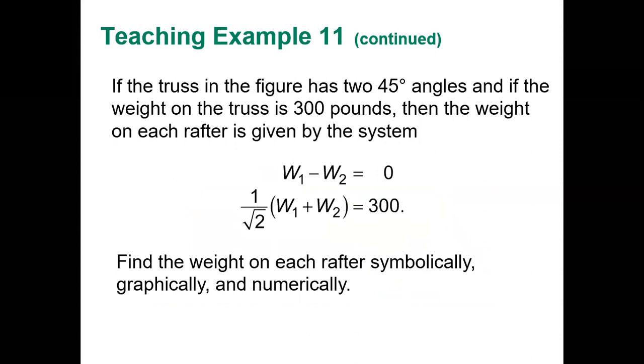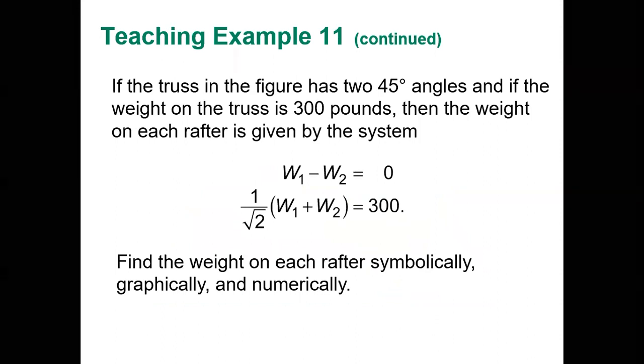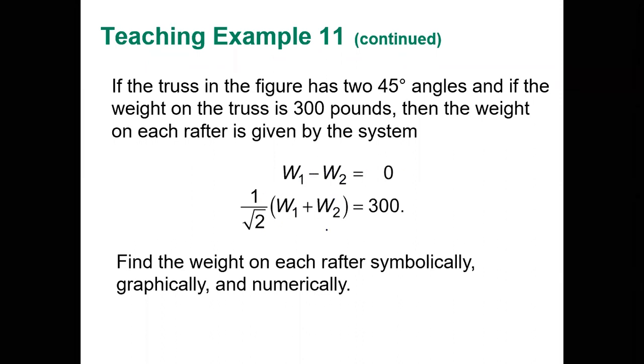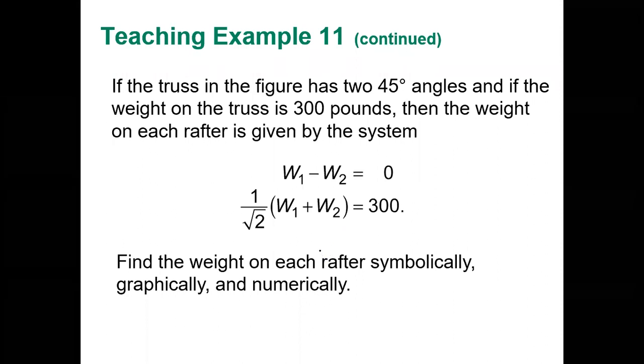Okay, here it says if the truss in the figure has two 45-degree angles, and if the weight of the truss is 300 pounds, then the weight on each rafter is given by the system. So here's our system. Weight 1 minus weight 2 equals 0, 1 over square root of 2 times weight 1 plus weight 2 equals 300. Find the weight on each rafter symbolically, graphically, and numerically. So it wants us to do it by hand, verify by graph, then verify by table.